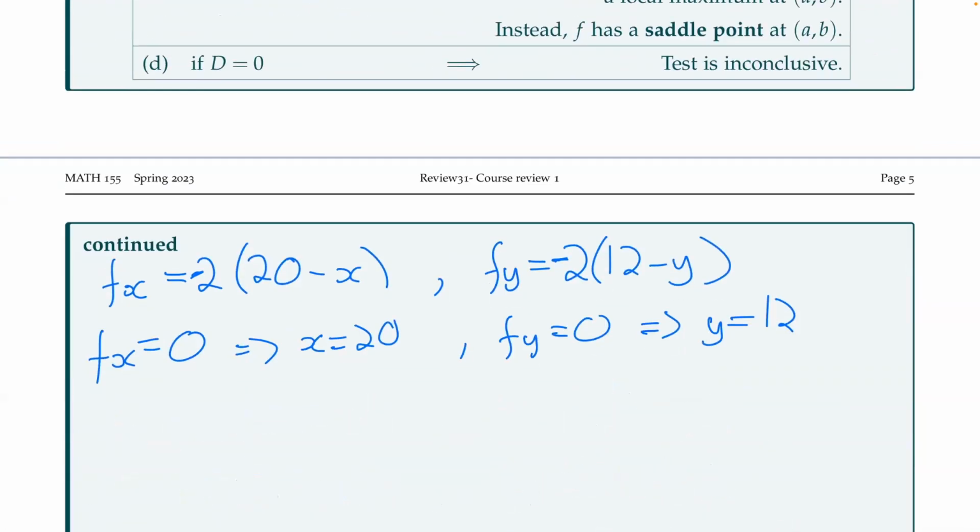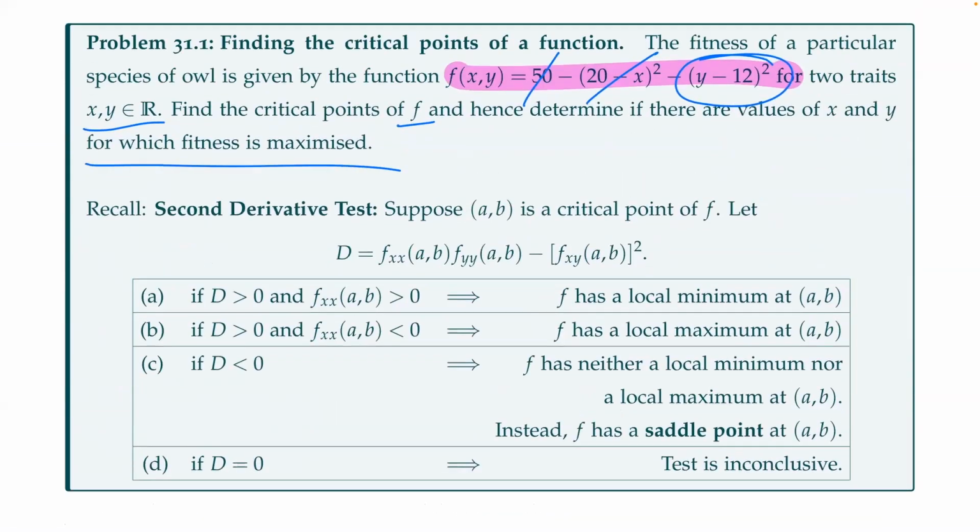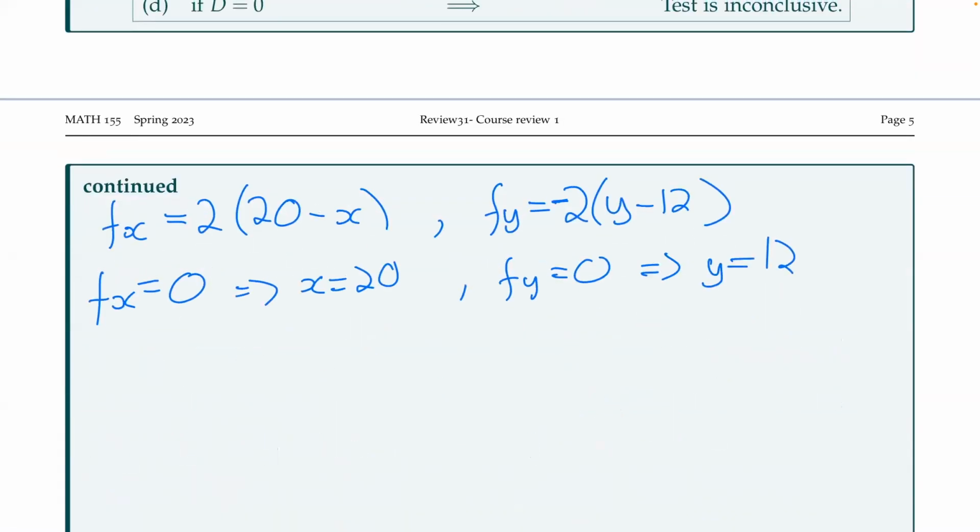Oh, that's why it's wrong. Sorry, that should be a y minus 12 there. And then, oh, I was right the first time. There's no minus sign here, is there? That cancels out. Thank you.